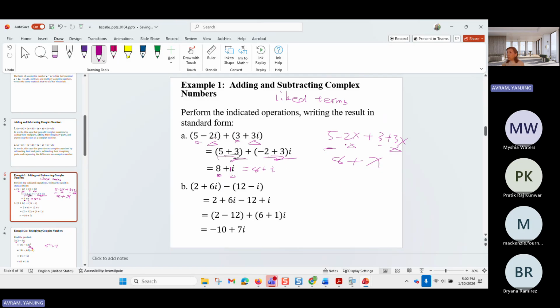Okay, this one will be very similar, like you do the x collection, right? Like you have 5 minus 2x plus 3 plus 3x. So you have 5 and 3 add up together, negative 2 plus 3 is positive x. So you have 8 plus x. So it's very, very similar to the variable calculation.